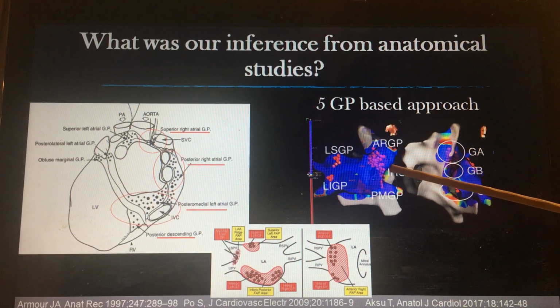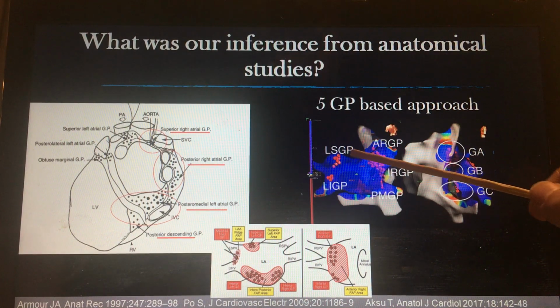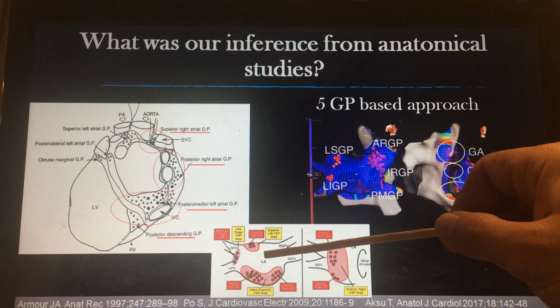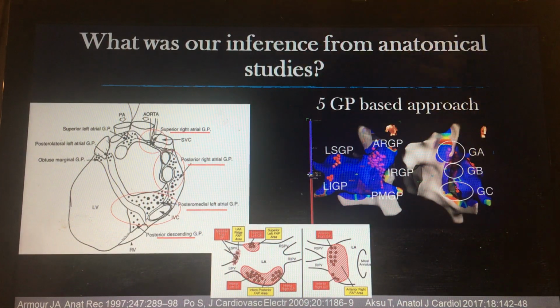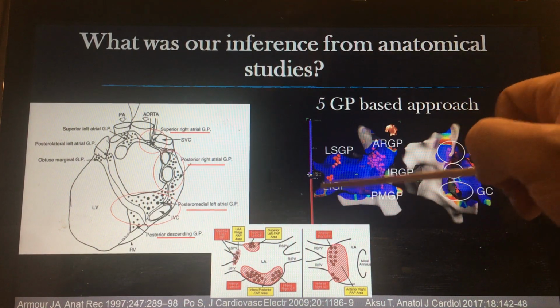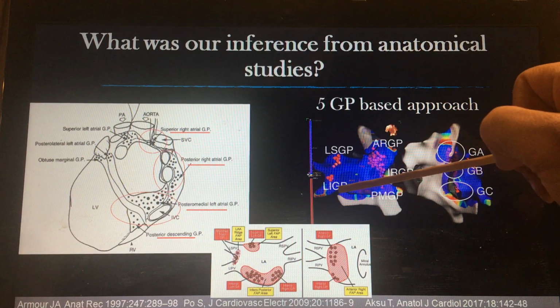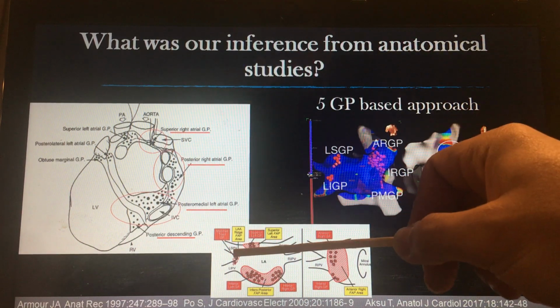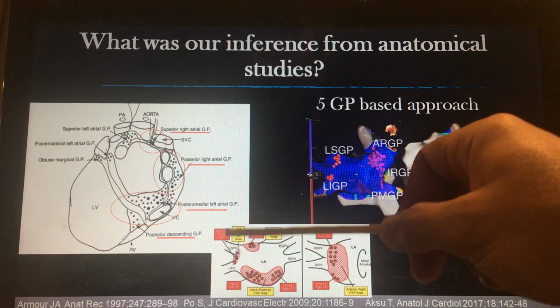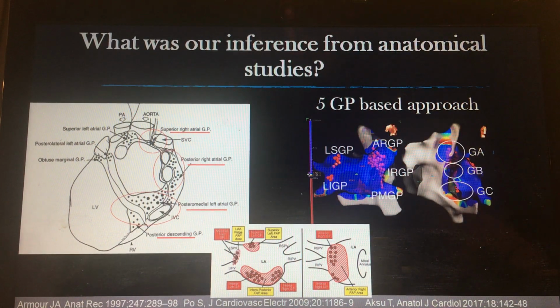There are two different GP sites except for those ones. The first one is the left superior GP. You can see it here, mainly located between the left superior pulmonary vein and left atrial appendage. The last one is the left inferior ganglionated plexus, and you can see this ganglion in the mitral isthmus area, and this site is just on the opposite side of the Marshall tract ligament or Marshall tract GP.